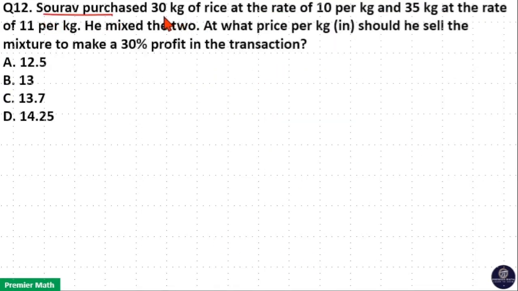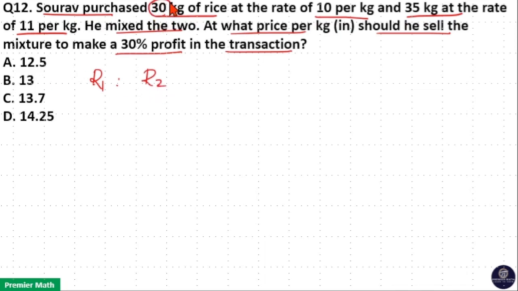Saurav purchased 30 kg of rice at the rate of 10 per kilogram and 35 kg at the rate of 11 per kilogram. He mixed the two. At what price per kilogram should he sell the mixture to make a 30% profit in the transaction? So here there are two varieties of rice. One is 30 kg at the rate of 10 per kilogram. And the other is 35 kg at the rate of 11 per kilogram.